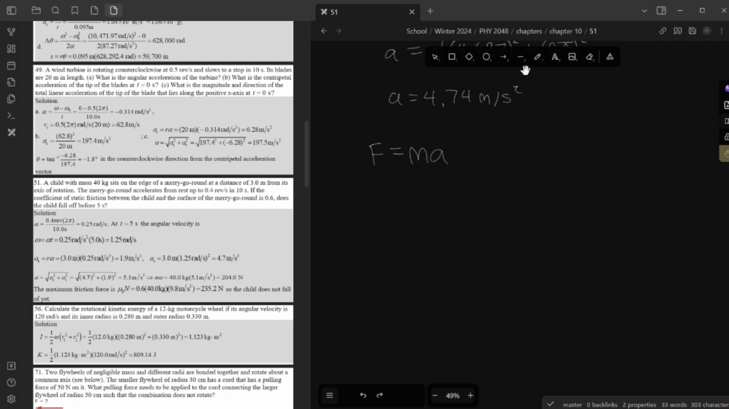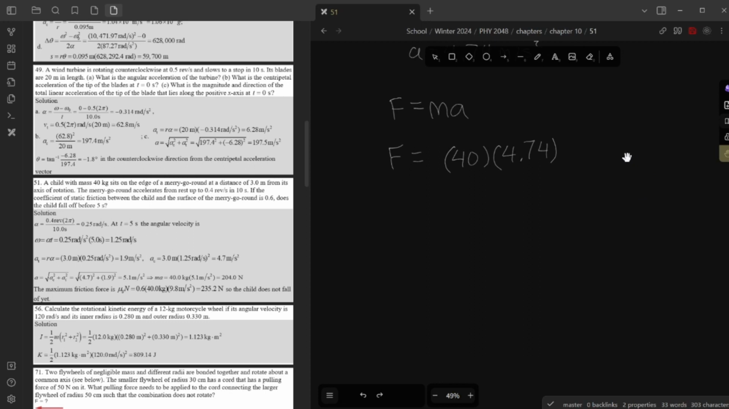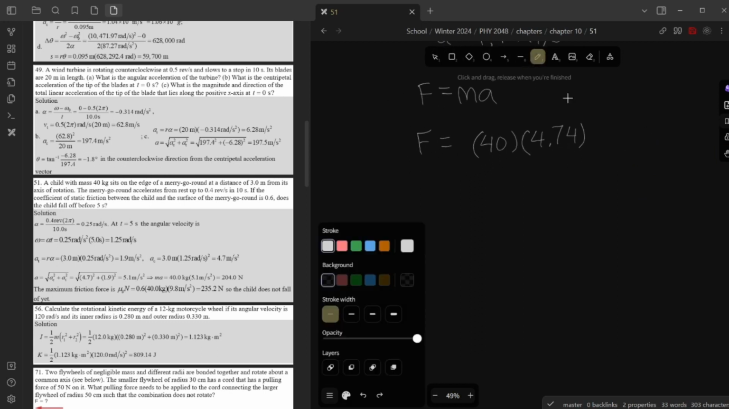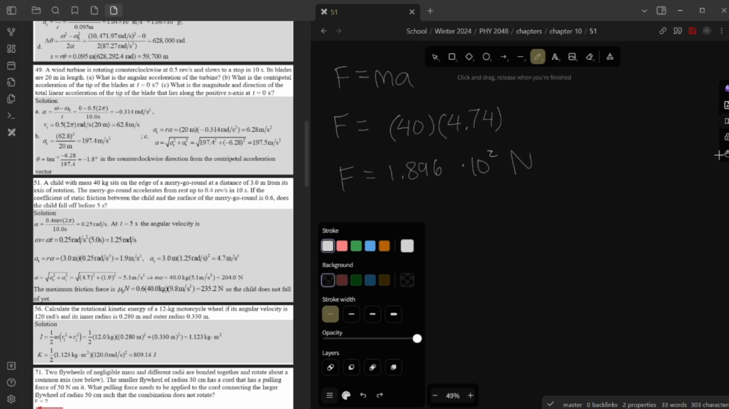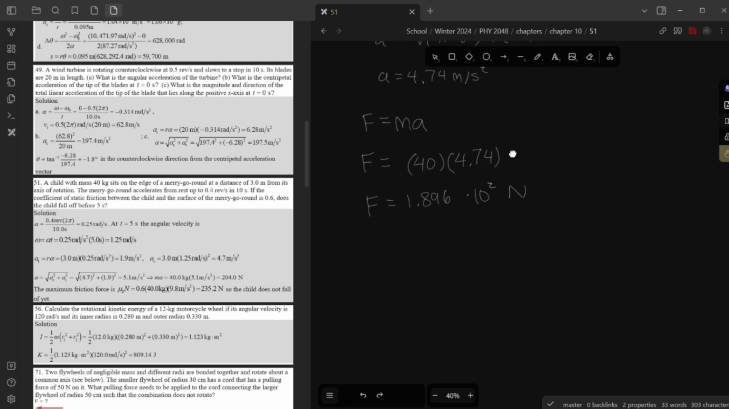Let's go ahead and write this out. We know the mass of the child is 40 kgs, so 40 times 4.74. If we put this in our calculator, we get F equals 1.89, and we'll keep 3 decimal places, times 10 to the second. So that is our force in newtons acting on the child, the centrifugal force, a fake force as they tell us, but you can quantify it.